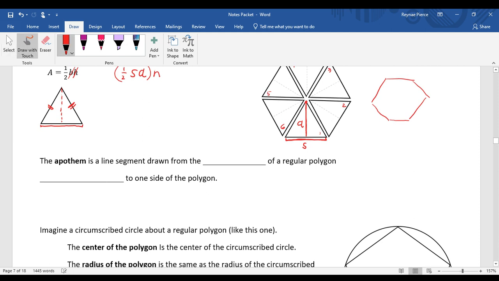But we've got a new vocab word, and that is the apothem. It goes from the center of a regular polygon, and it is perpendicular to that side as well. And for later this section, you're also going to need to know that it bisects that side.